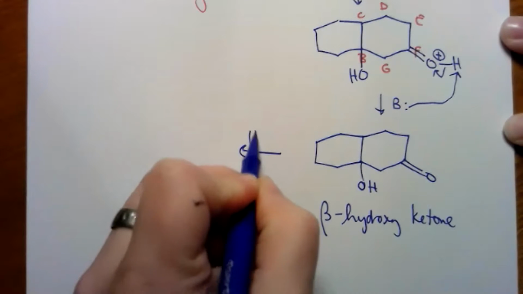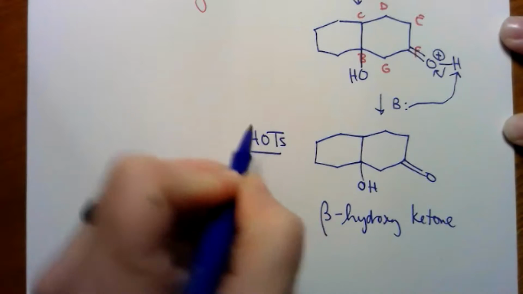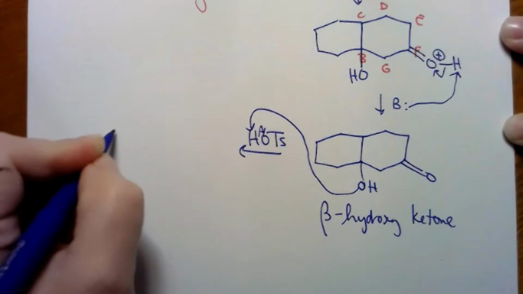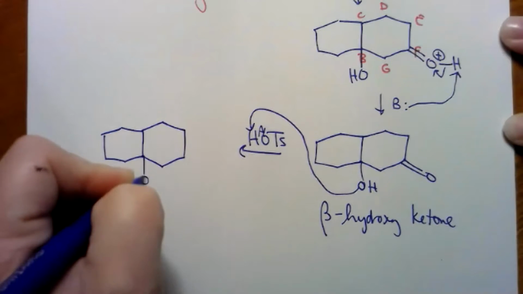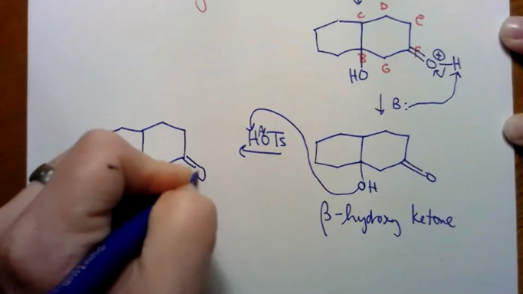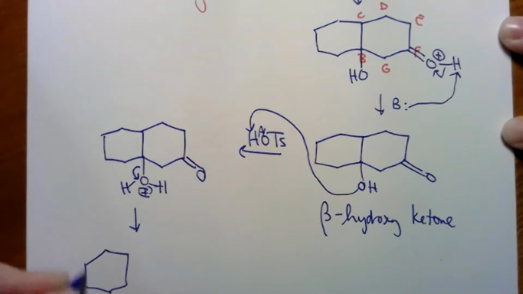So we're going to use some more of our tosic acid. Protonate my OH to make a better leaving group, because in acid you need it to be protonated before it leaves. And then let it go, let it go. Can't hold it back anymore. You're welcome.